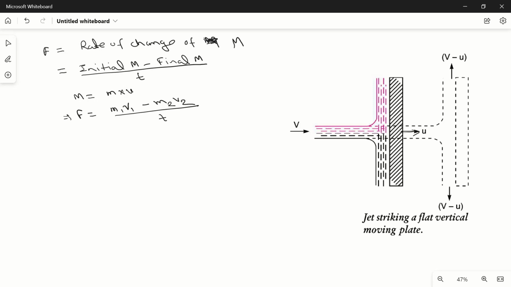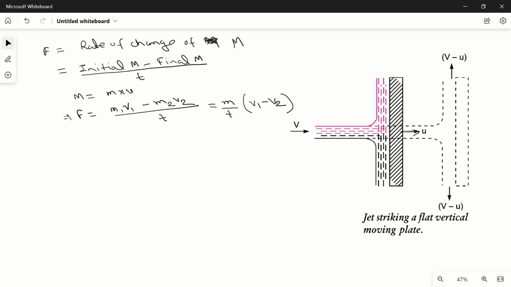So we know that mass flow rate is constant from this jet. So m1 and m2 will be equal. So m divided by t into v1 minus v2. This will be the force exerted by this jet on this plate.